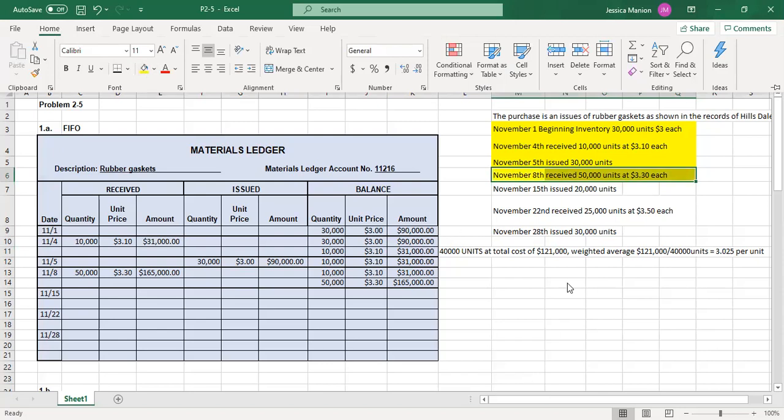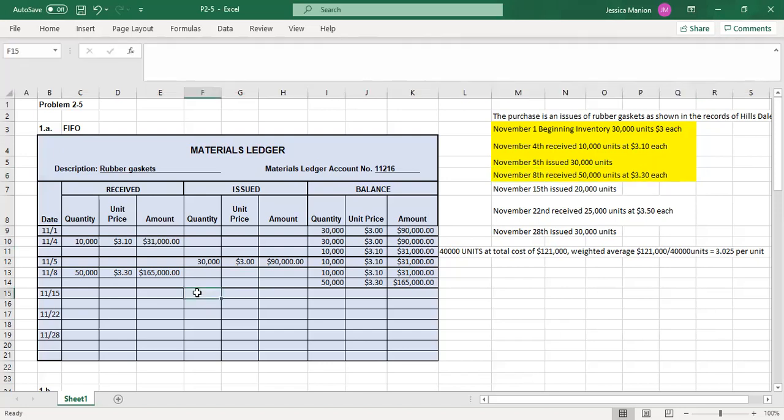Okay, so now we're on November the 15th, issued 20,000 units. And so when we issue these 20,000 units, maybe the better way to write this, because we're going to use all 10,000 of these that cost $3.10 each, and then we're also going to take 10,000 from there that cost $3.30 each. So this would be 10,000 units that cost $3.10 each, and then 10,000 units that cost $3.30 each. Is what that would look like, okay?